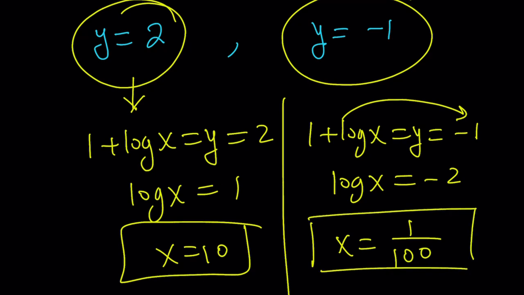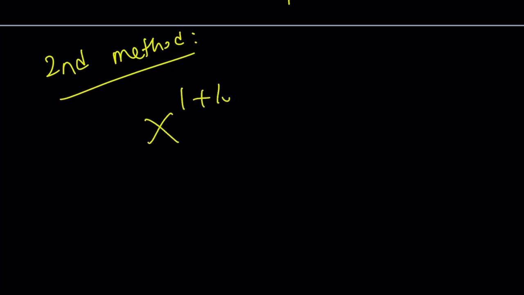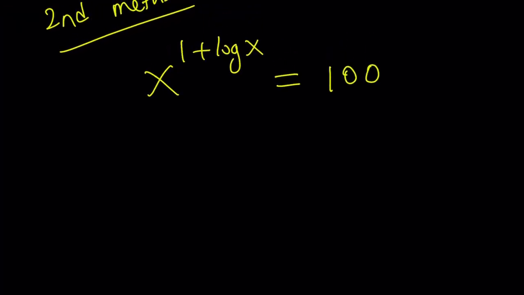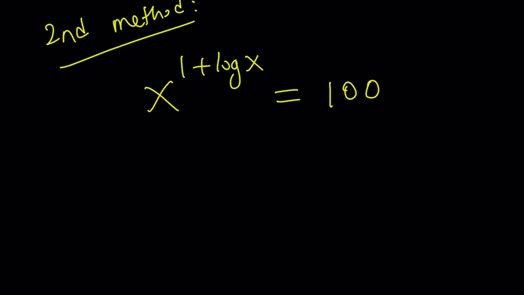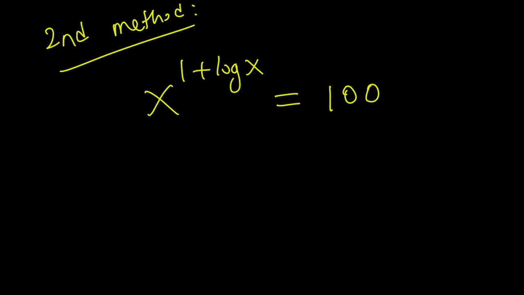That's the end of the first method. Let's go ahead and take a look at the second method. Okay? For my second method, I'm going to rewrite the original problem. This is the original question. Now, in this case, I'm not going to use substitution because we already used it, but I'm going to log both sides. So let's go ahead and log this and log that.